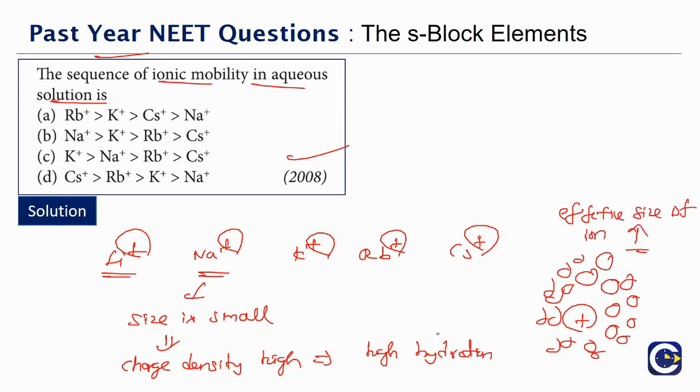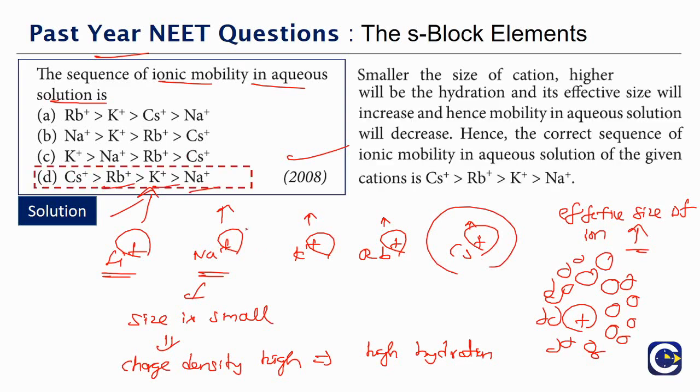Wherever there is high hydration, don't look at the size of Na plus or K plus or rubidium plus or cesium plus. We have to look at the effective size. Effective size will be highest for lithium. Then it decreases for sodium, a little bit, and keeps decreasing. That is the effective size trend. Wherever the effective size is more, the mobility will be less. Effective size less means mobility will be high. So the cesium plus will be more mobile than rubidium plus, than potassium, than sodium. So the correct answer is option D.